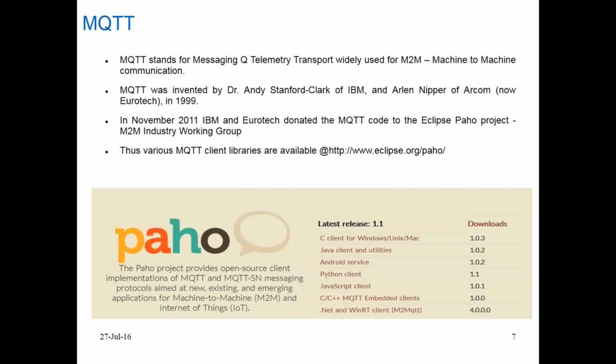So we had HTTP, we had TCP, which is the base layer, we can use UDP, and why do we need MQTT for Internet of Things applications? MQTT stands for Messaging Queue Telemetry Transfer, widely used for machine-to-machine communication. It was invented by Andy Stanford Clark at IBM, and it is now open source to Eclipse PAHO.